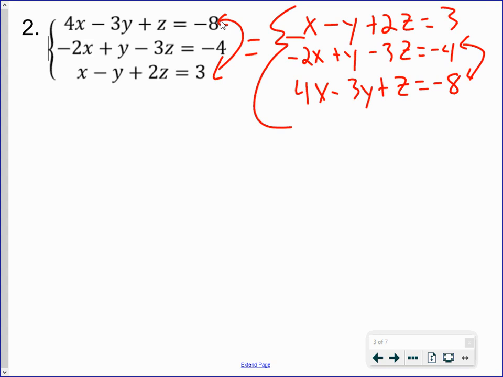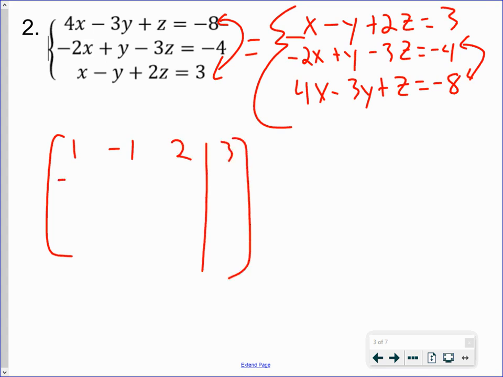So let's go ahead and take our system of equations and put it into a matrix. The first row tells us we have 1, -1, 2, and 3. The second row tells us -2, 1, -3, and -4 are the entries for the second row. And the third row will be 4, -3, 1, and -8. It's a really big matrix. There we go. So that's what our matrix is for this system of equations.